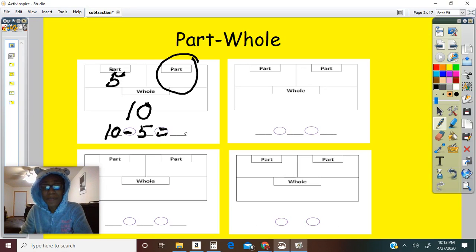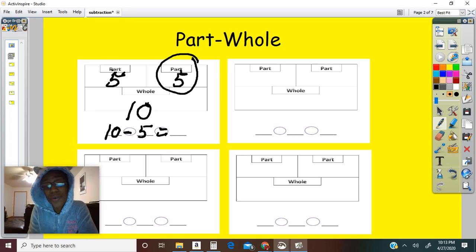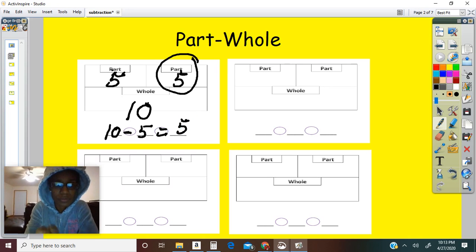let's think about it like this. If we start off with a whole of 10, and then we take away a part of 5, 1, 2, 3, 4, 5, what other part are we left with? You guessed it, 5. Let's double check. 1, 2, 3, 4, 5. Our missing part is 5, which is our answer or our difference. So now we know that 10 minus 5 equals 5.